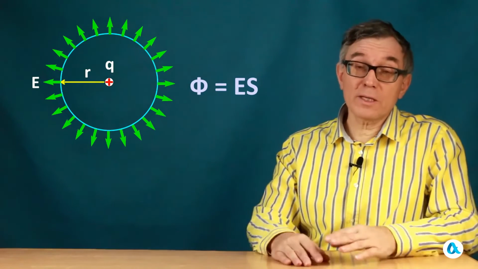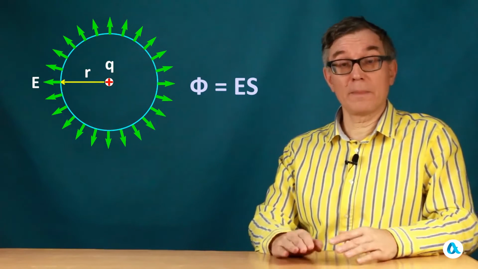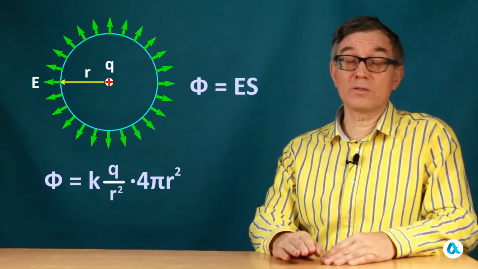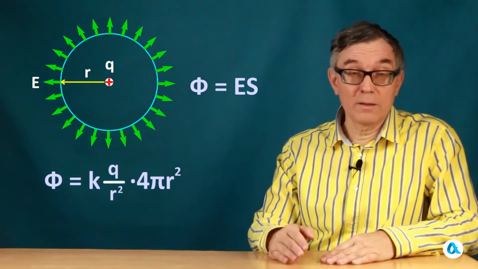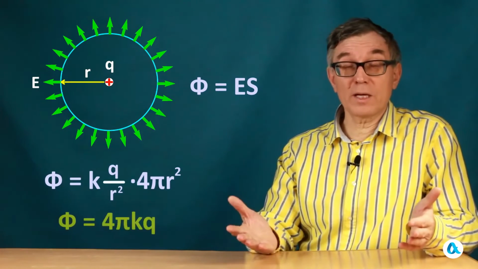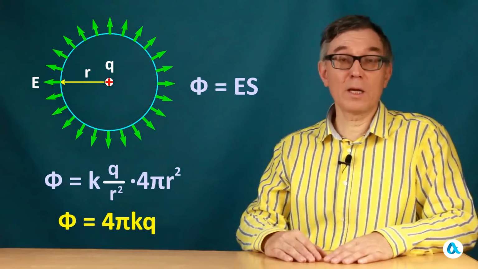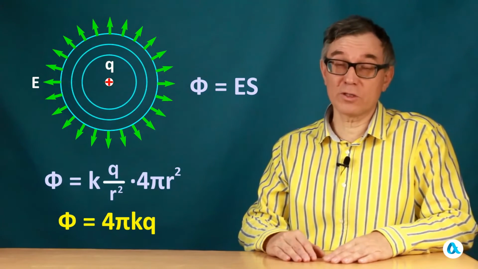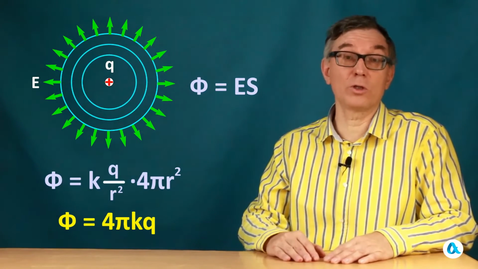The electric field intensity is equal to kq divided by r squared. And the area of the sphere is 4 pi r squared. R squared cancels out, and we get 4 pi kq. Thus, the electric field flux is the same for all concentric spheres surrounding the point charge.